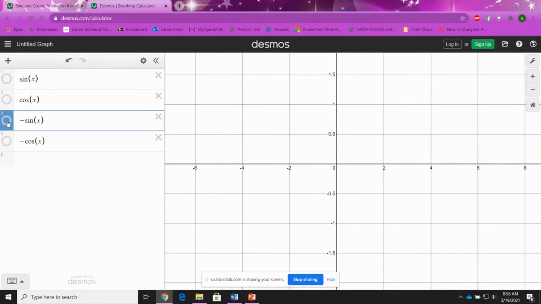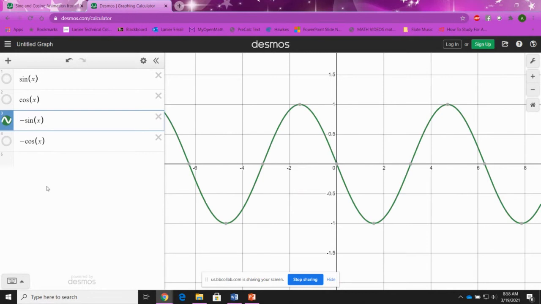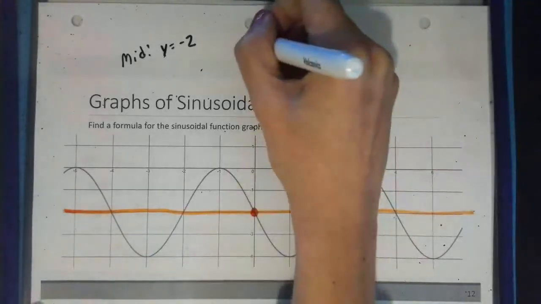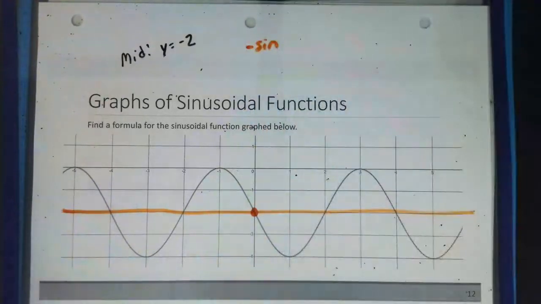Just to reiterate, the graph we're looking at on the slide is a negative sine graph because at the y-axis, we are sitting on our midline, and as we go forward, we're moving down, we're decreasing. So let's see if that can help us. We said this is a negative sine graph. All right, we still need our amplitude.